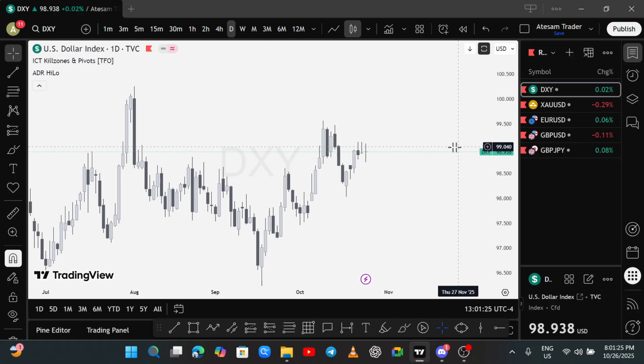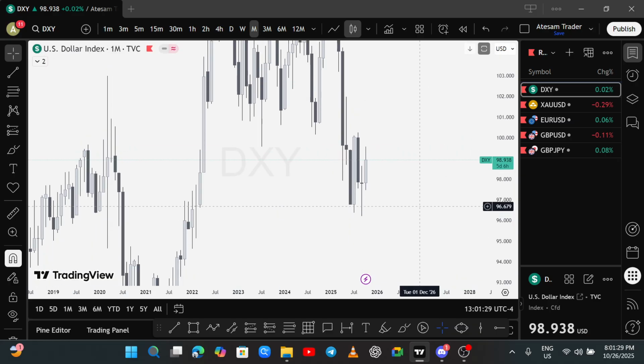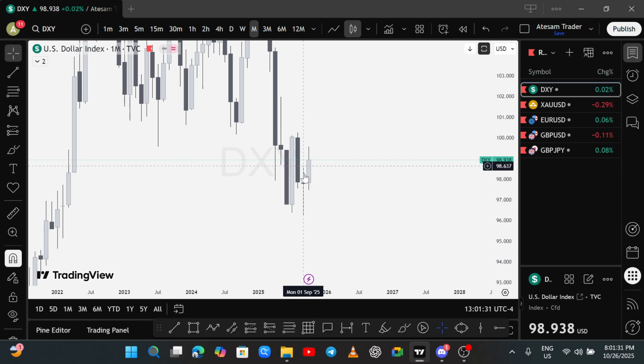So what do we have on DXY? Let's see the monthly, how the candle is forming. The monthly candle is forming an expansion candle. That means small wick, and we can expect this body to expand. So this is looking bullish.